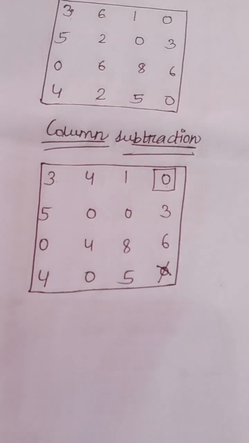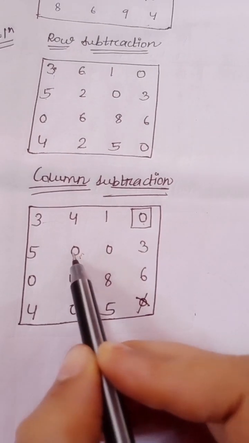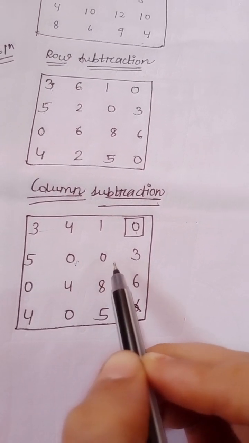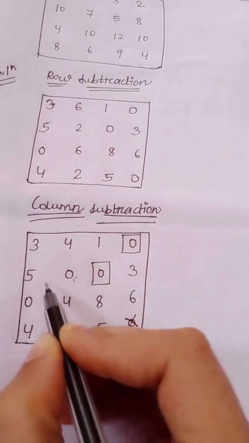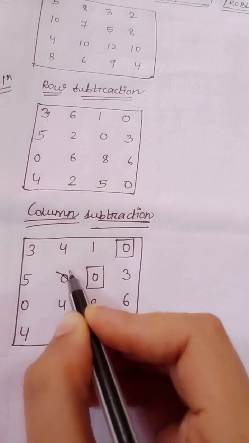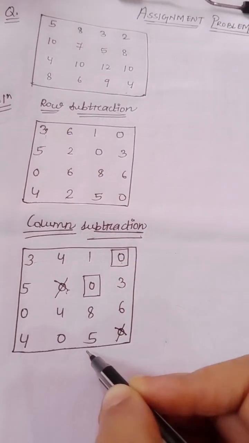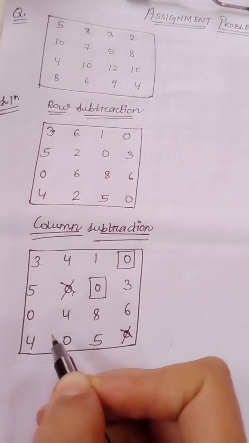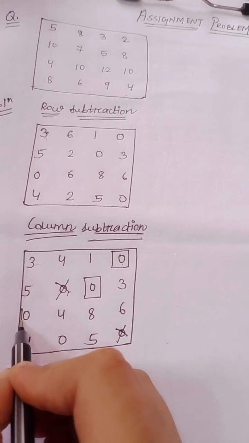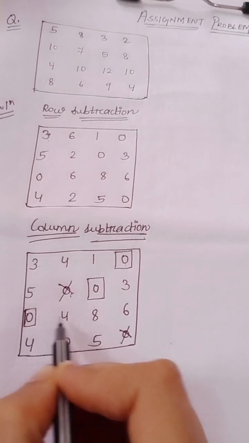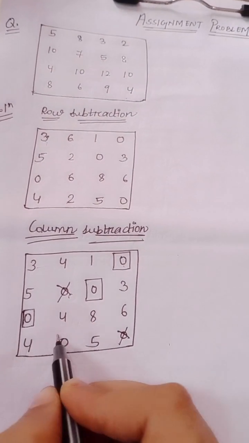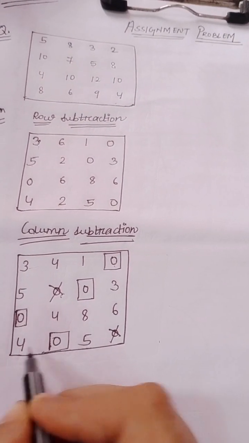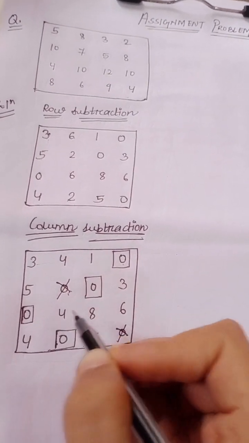Like this, move to the second row. In the second row, there are 2 zeros. Take any one 0. I have assigned this 0. So here, I will cut this 0, and in this column, nothing. Move to the third row. In the third row, here we have assigned this row, no 0, and in the column also no 0. In the fourth row, no 0, and the column is already cut.